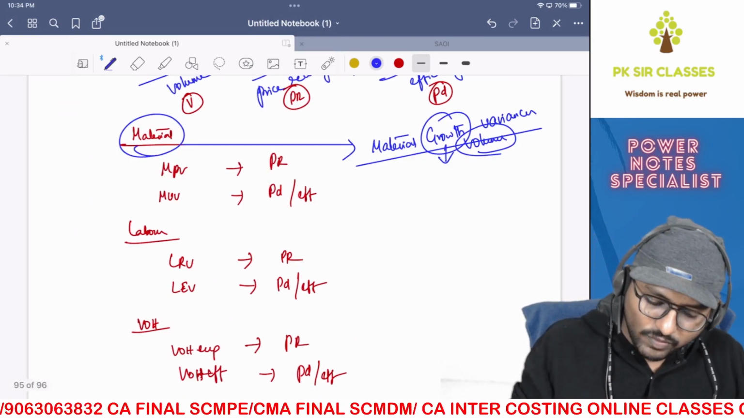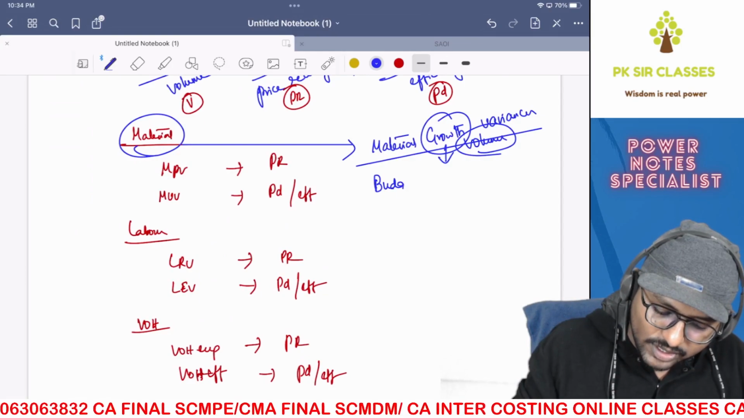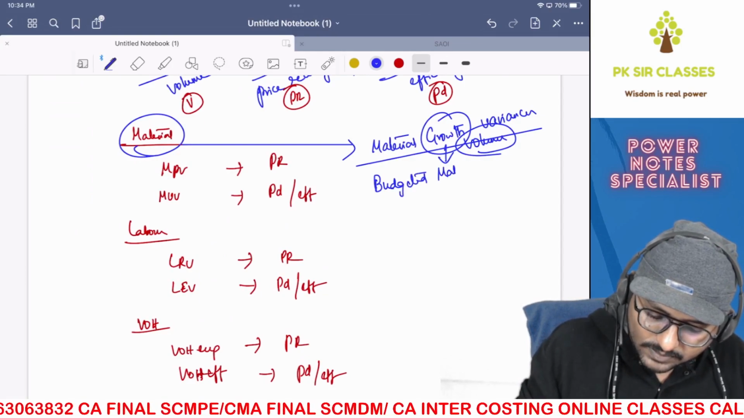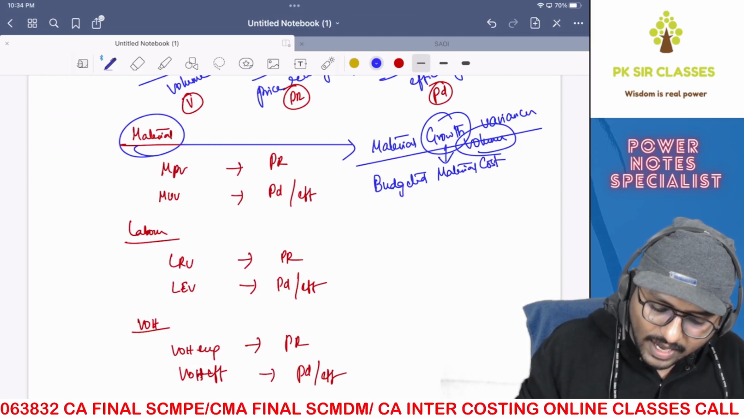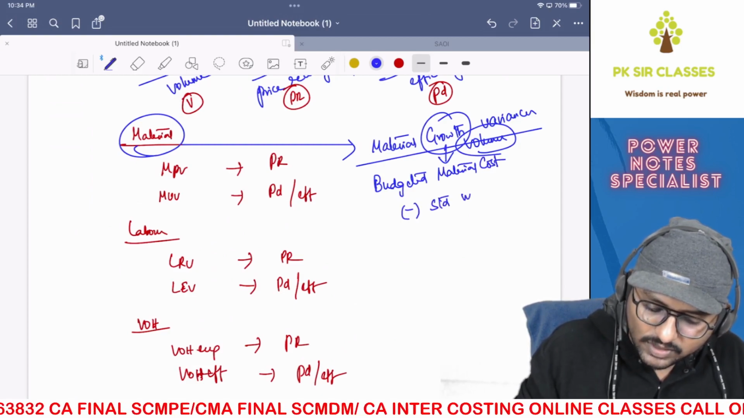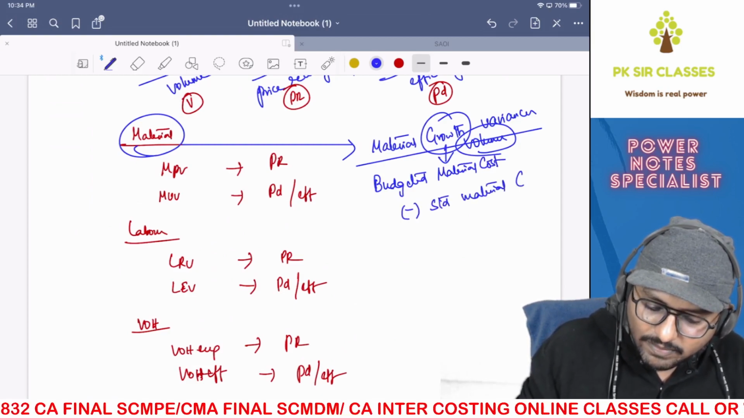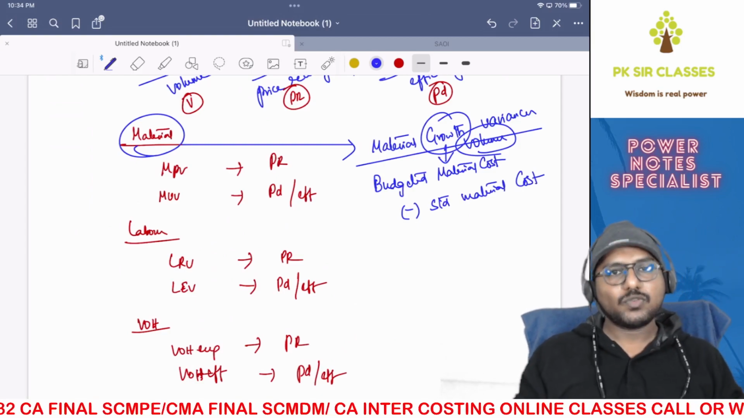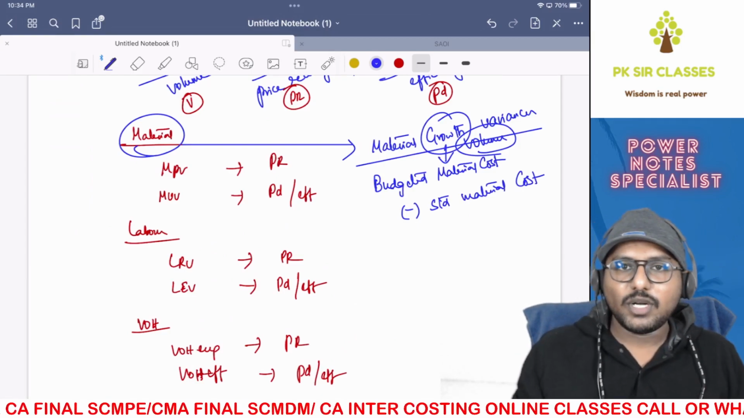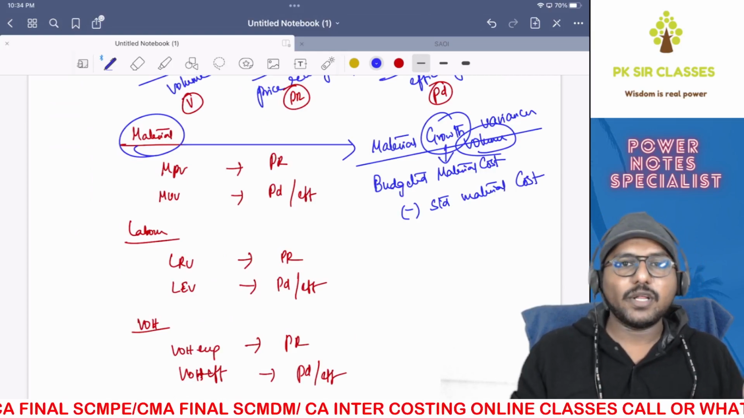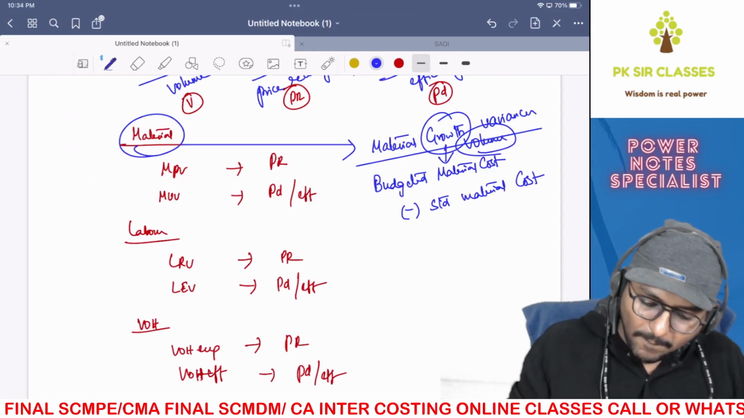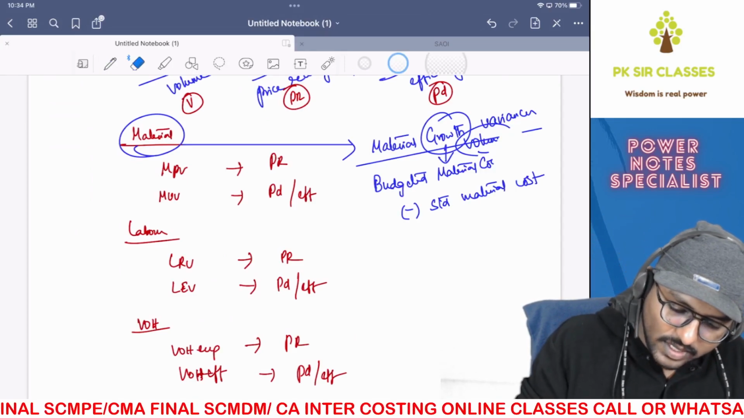What is change in volume? Very simple. You take budgeted material cost and you reduce standard material cost. What is the difference between budgeted material cost and standard material cost? Volume. Are you able to understand? What is the difference between budgeted material cost and standard material cost? Volume.